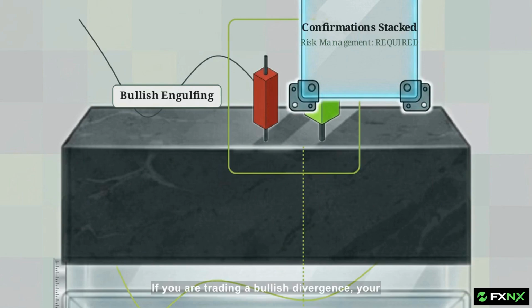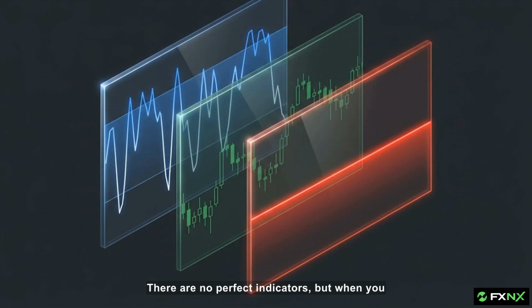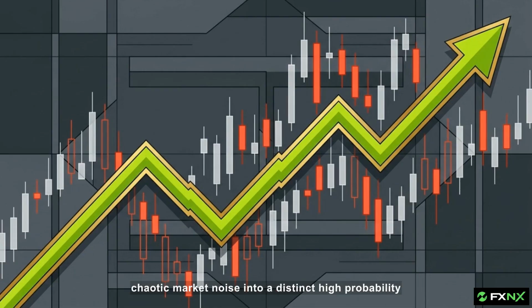If you are trading a bullish divergence, your stop loss has a clear mathematical home, exactly below the absolute lowest wick of the pattern. There are no perfect indicators, but when you combine the Williams %R's early warning system with strict confirmation and disciplined risk management, you turn chaotic market noise into a distinct high-probability edge.